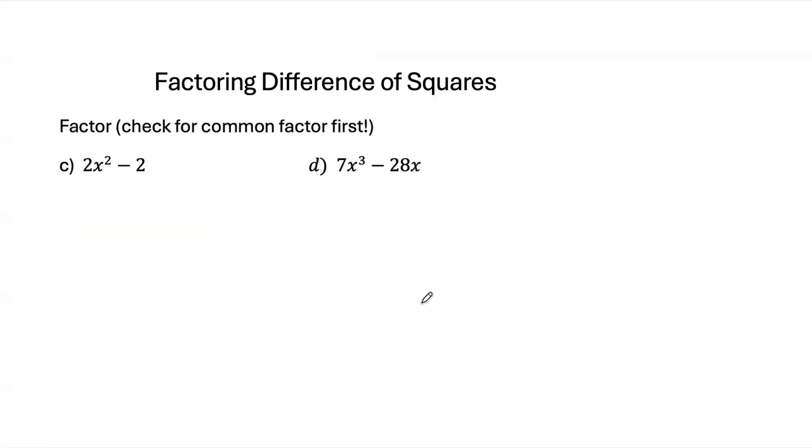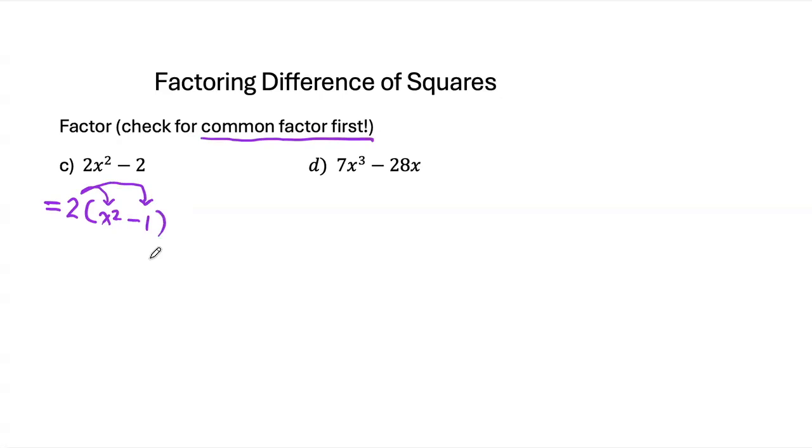Let's look at question C. Like I said, always check for a common factor. That's the proper way to factor anything. I look at these two terms. They're both divisible by 2. So I can put a 2 here. And now I think to myself, 2 times what is going to give me 2x squared? 2 times x squared. 2 times what is going to give me negative 2? That'll be negative 1.